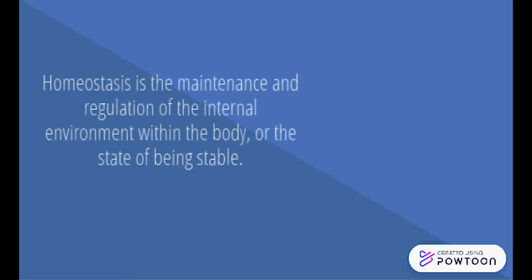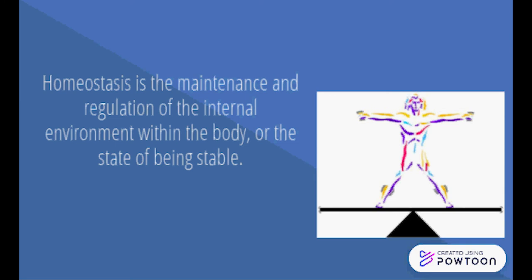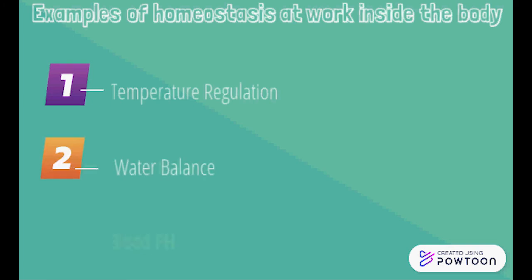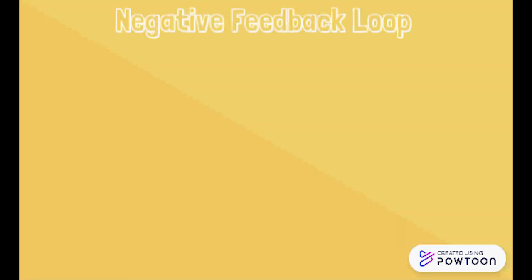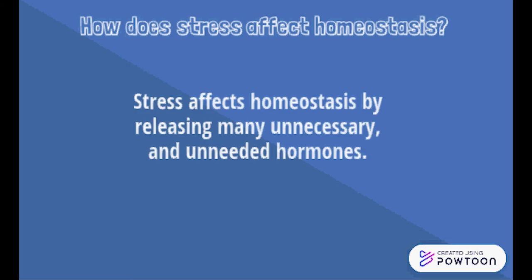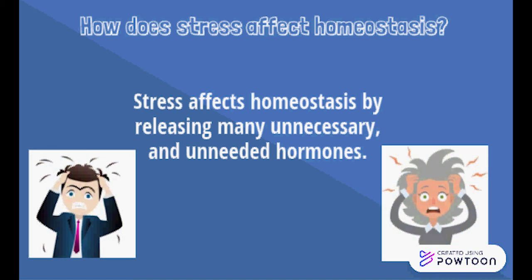Homeostasis is the maintenance and regulation of the internal environment within the body, or the state of being stable. Examples of homeostasis at work inside the body include temperature regulation, water balance, and blood pH. In this model, I'm showing you the negative feedback loop for glucose levels. Stress is also an example of a negative feedback loop. How does stress affect homeostasis? Stress affects homeostasis by releasing many unnecessary and unneeded hormones.